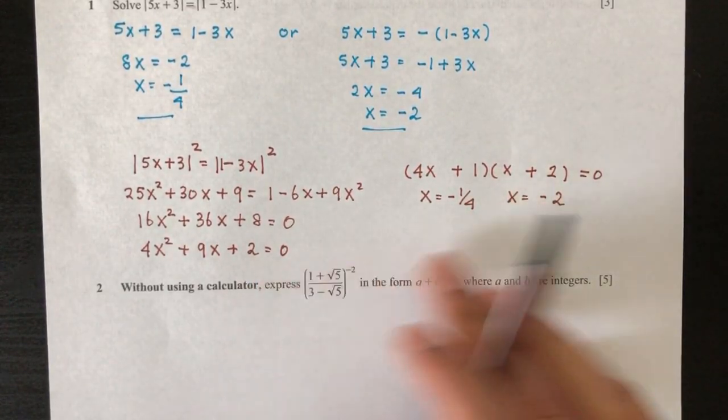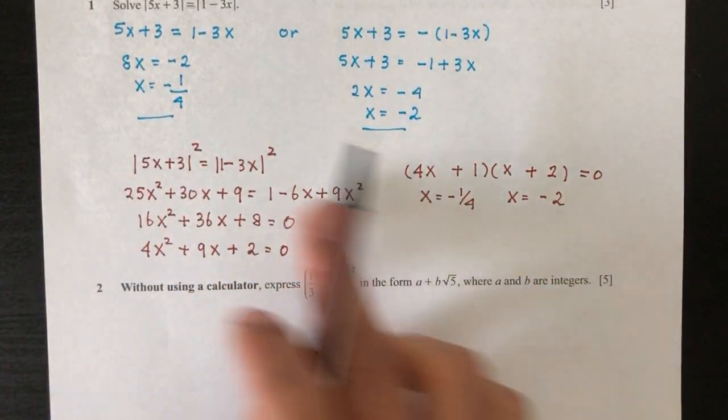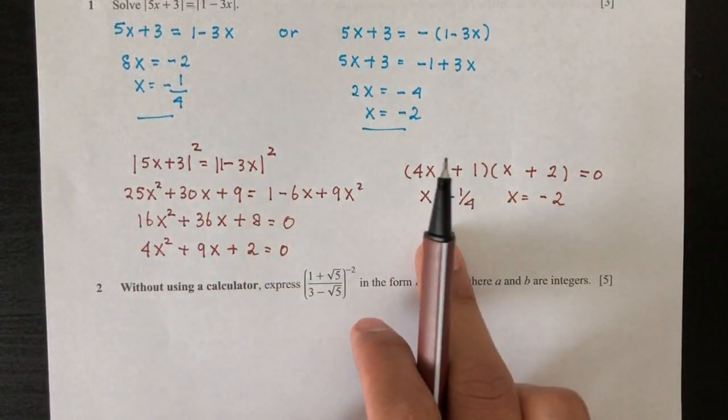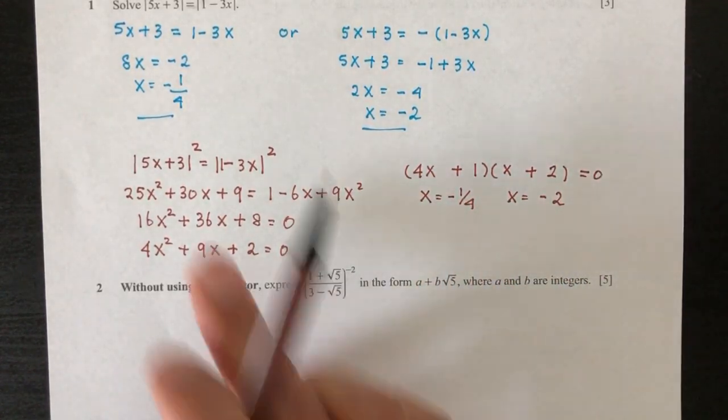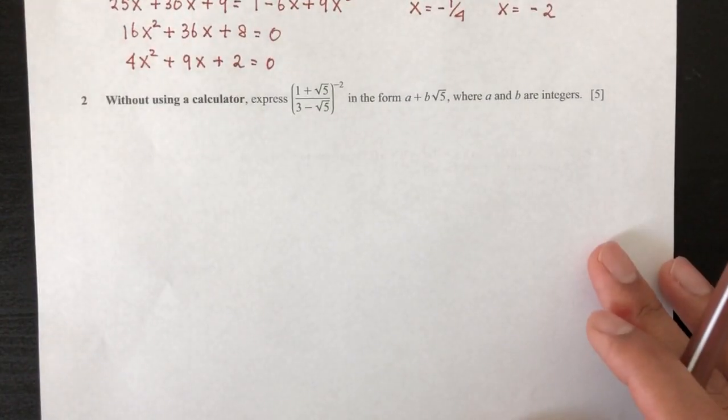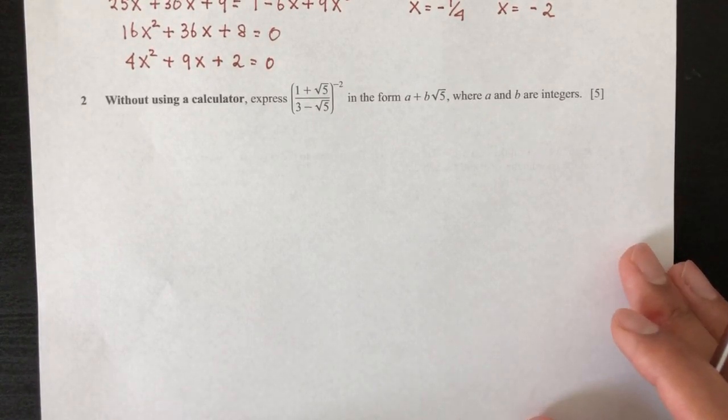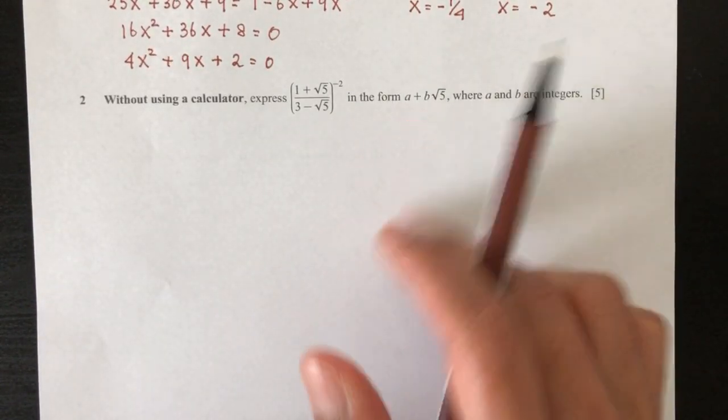So you have two ways of finding the answer, but for both you have to get the same answers, which is x is equal to minus 1 over 4, x is equal to minus 2 for part 1. Now for part 2, without using a calculator, express this in the form of this.